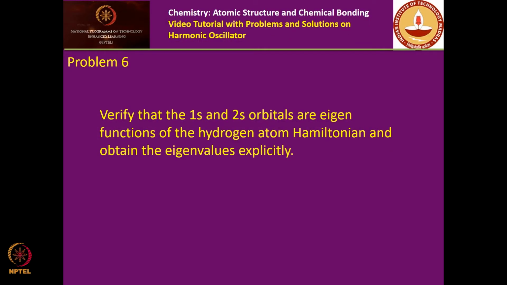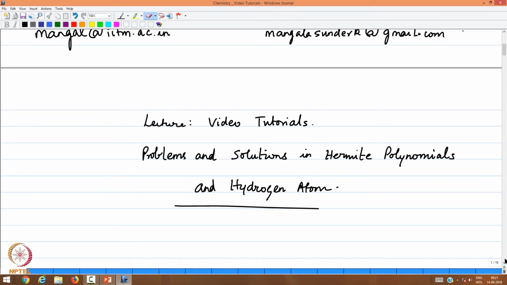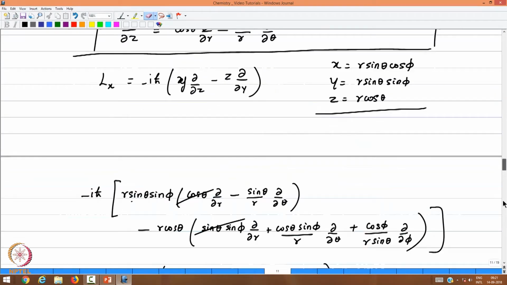Okay. So, this problem is to verify that the 1s and 2s orbitals which have been given to you through the lecture notes and also through the lecture are eigenfunctions of the hydrogen atom Hamiltonian, and it asks you to obtain the eigenvalues explicitly. Let us go to a fresh page.